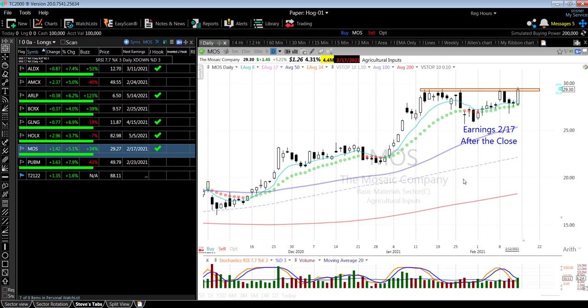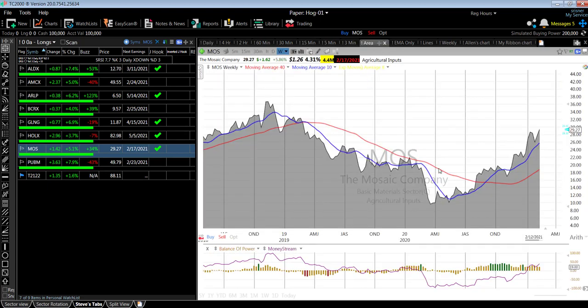MOH is on my list. However, it reports after the close on the 17th. So you probably want to wait, see how it reacts to earnings, and see what it does. And make your plan accordingly. On an area chart, it does have room above.